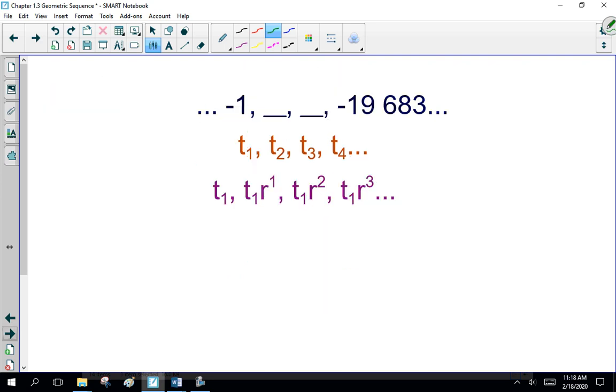I'm writing this out as a reminder for you guys. I want you to realize this is the first term, 2, 3. This has to be the 4th term because there are 2 blanks in between. Now, you have to go T1, T2, T3, T4. Now, can you guys solve this one without my help? Give it a try.